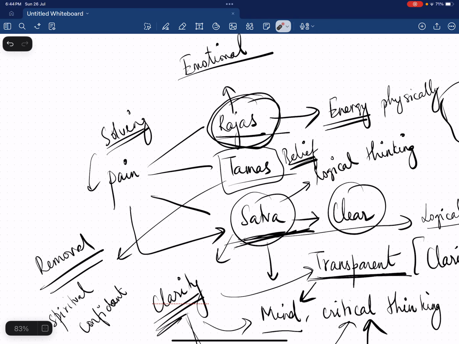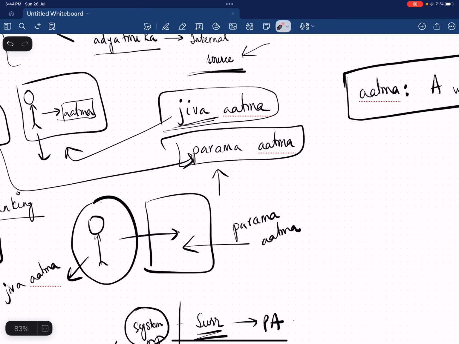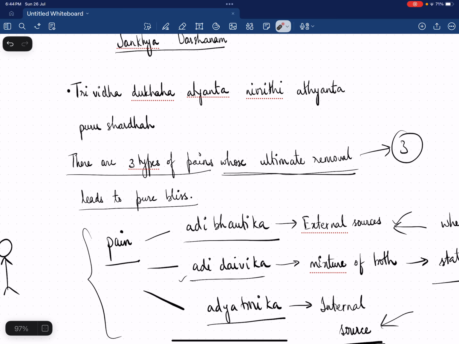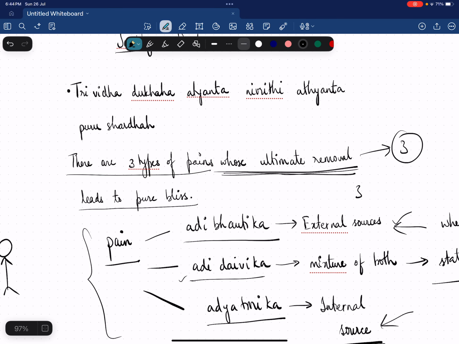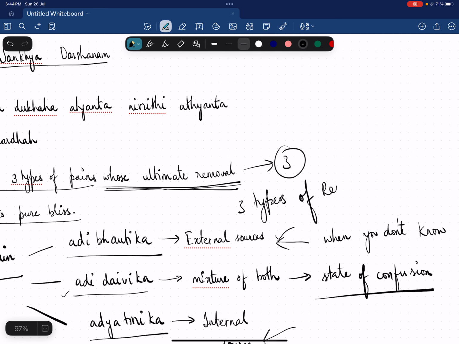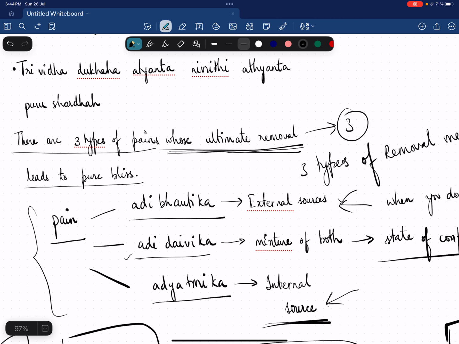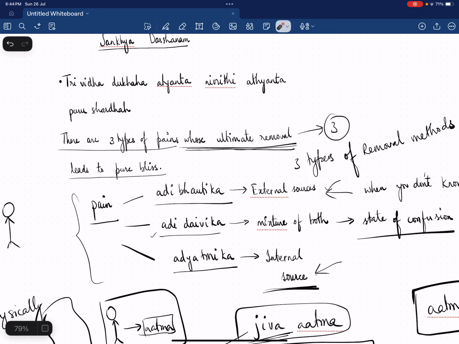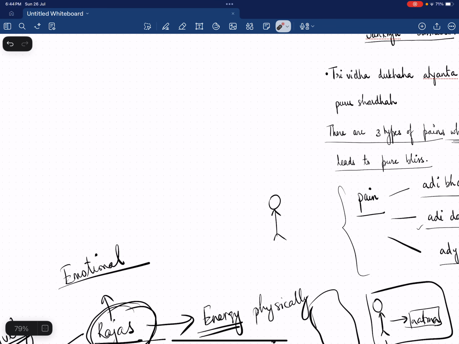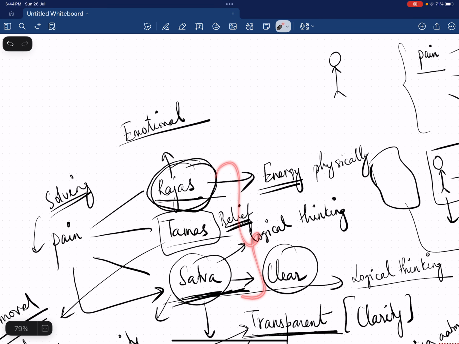So, this is how solving the pain works. So, in either way, this is the first verse of Sankhya Darshanam. There are 3 types of pain, but there are also 3 types of removal methods. That is what it is, the 3 types of pain and the 3 types of ways to remove it. And that leads to pure bliss. These are the types of pain. This is methods in which Hindus remove it.